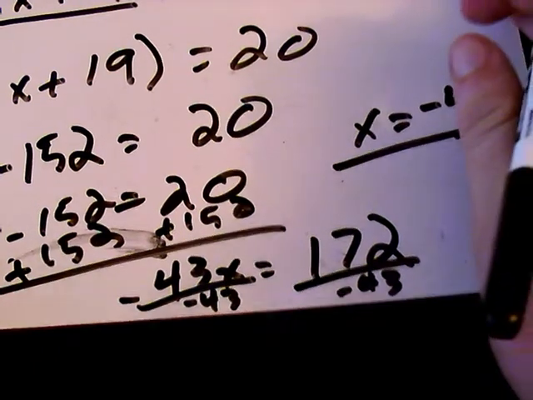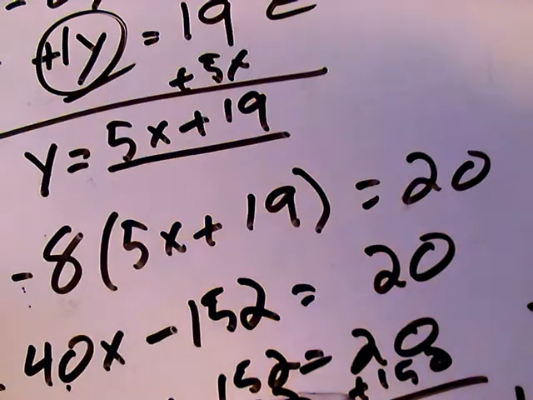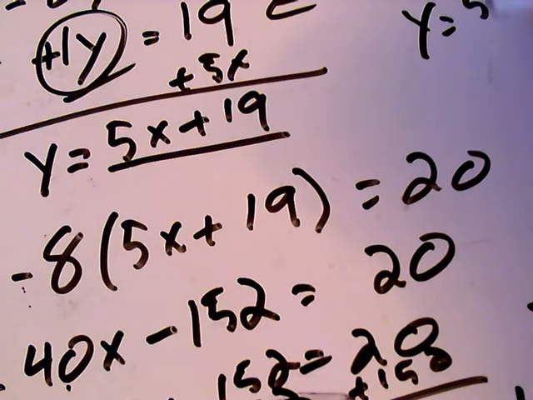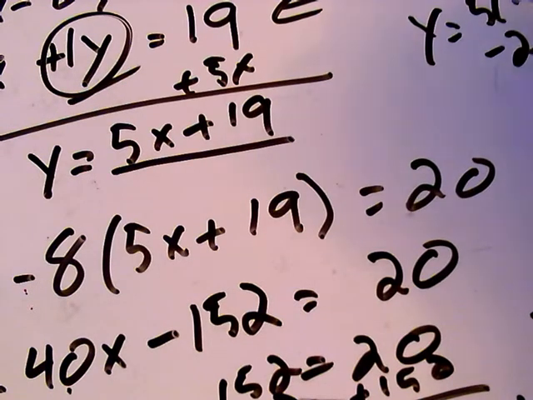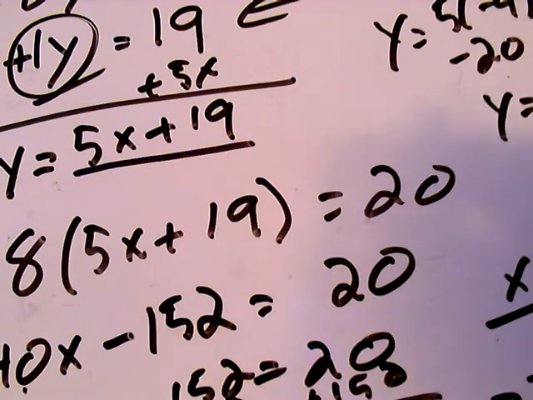Remember, we are not done yet. You have to plug it back in. The easy one to plug in, I'd say, is this one right here. Y equals 5 times negative 4 plus 19. This comes out to be negative 20 plus 19. Well, y equals negative 1.